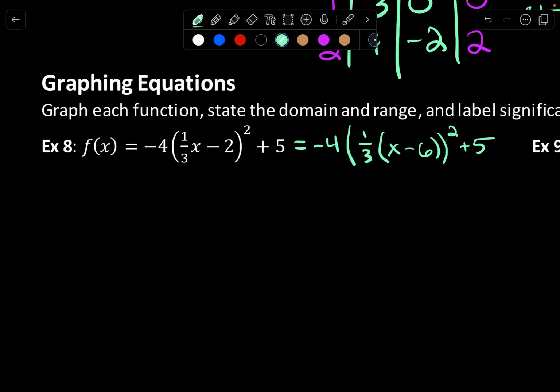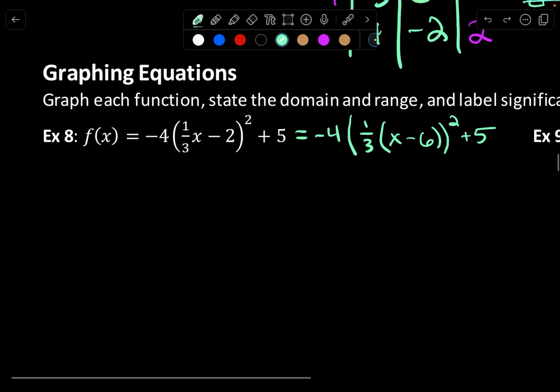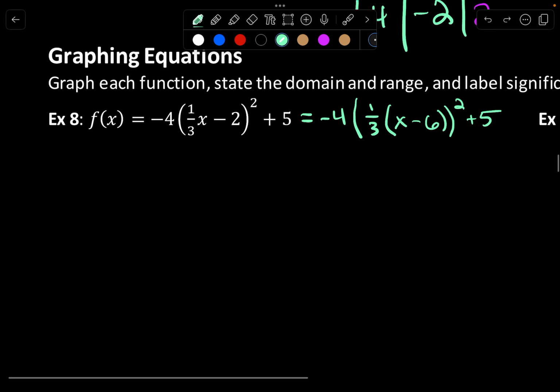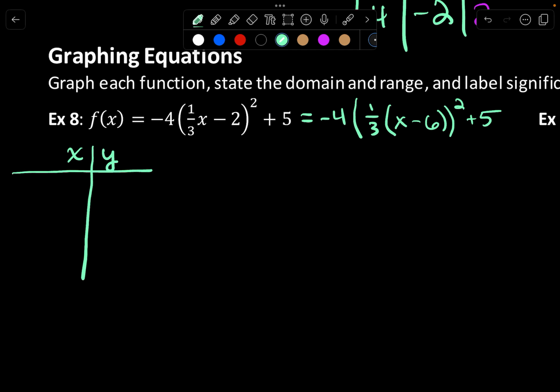A way you can double check this is redistribute. We can see that 1/3 times 6 will be 2, so that manipulation worked. All right, from here we'll draw our transformation table. So we'll have x and y. And then it's a quadratic. Our parent function is x squared, so the key points will be -1, 0, 1, and then 1, 0, 1.